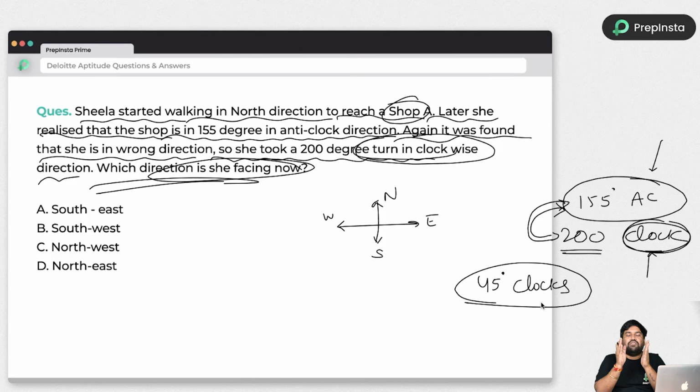So finally she will shift only 45 degrees clockwise. 45 degrees clockwise is nothing but, this is facing north, like 12 o'clock. Clockwise means towards 3, right? So the answer is this, northeast. So option D is correct.